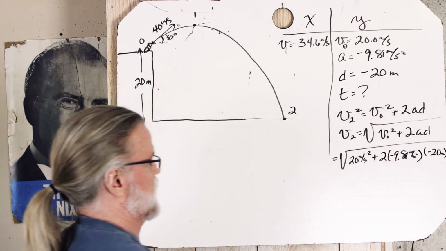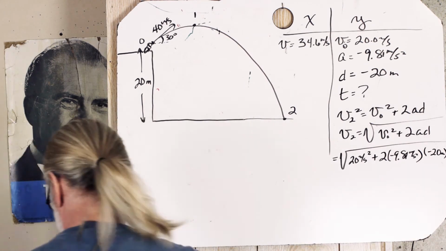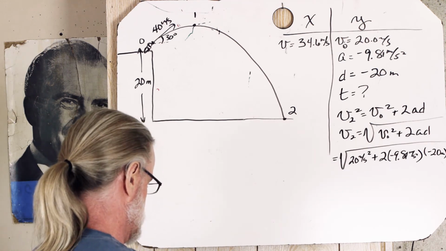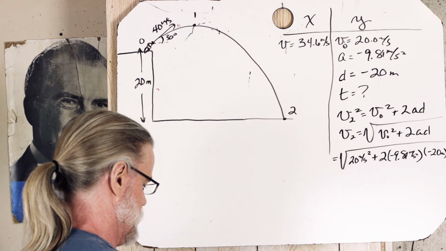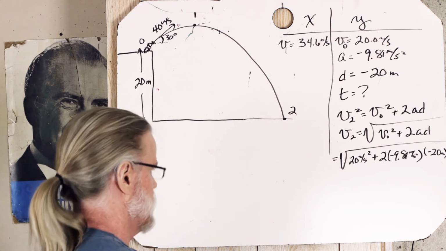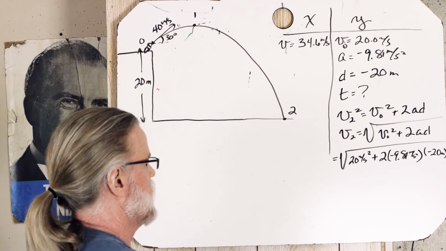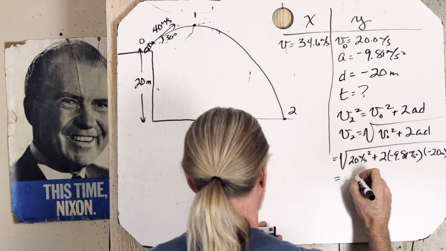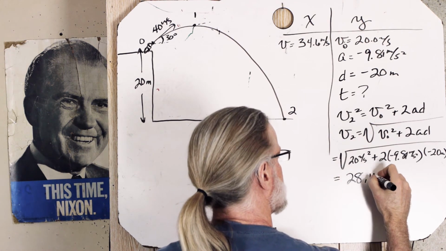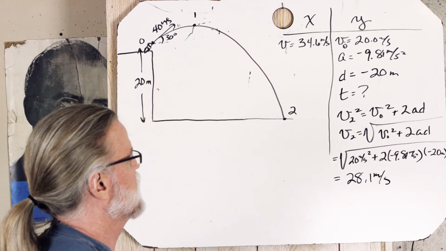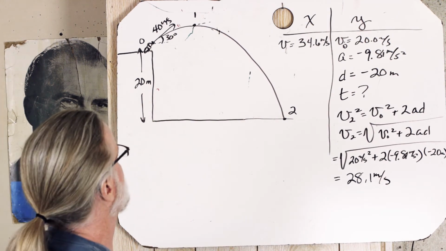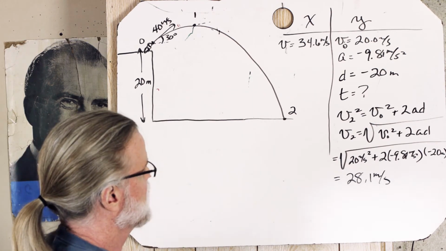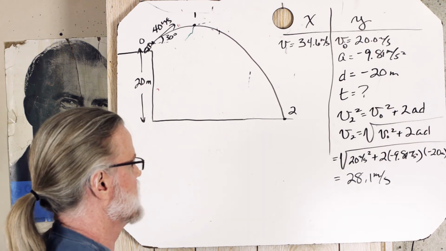Yes, I fit it in. It's all in. All right. Very, very happy about that. 20 squared. And what did I get? I have 28.1 meters per second. Let's see, does that make sense? Well, it's going to be going 20 meters per second when it gets here, and it's got to drop another 20 meters. So, yeah, that seems like a reasonable number.